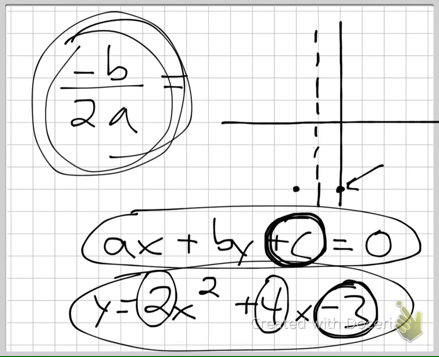Why is it a right side up parabola? Because this thing's positive, right? These are just things you have to recognize. Okay, so now we know how to figure out the axis of symmetry, and we already know how to find the y-intercept. Let's try and figure out what the vertex is.